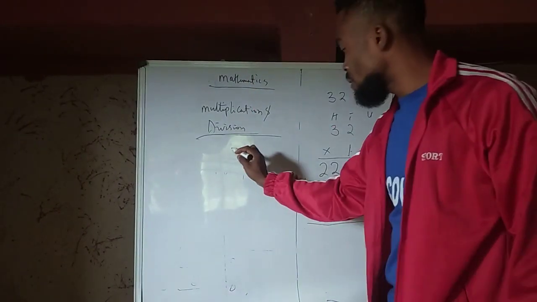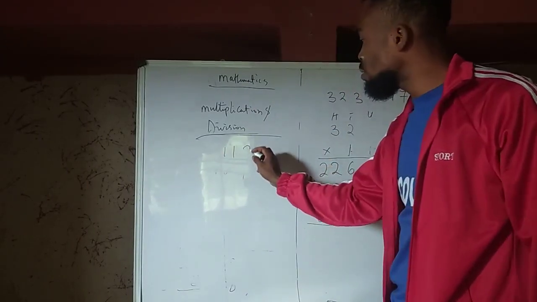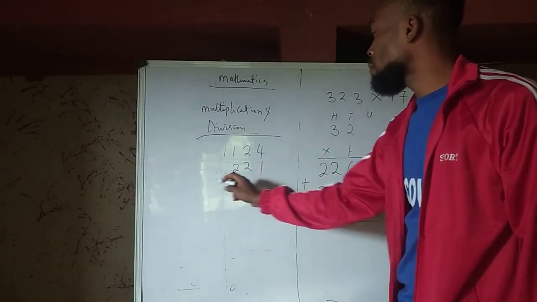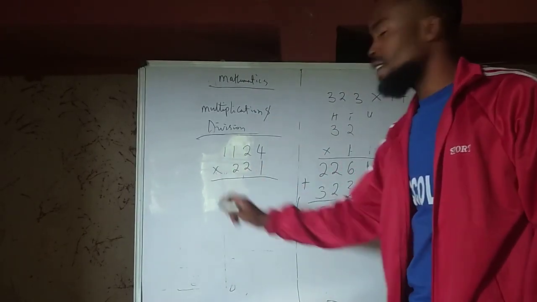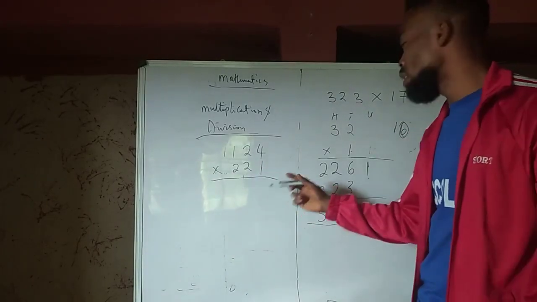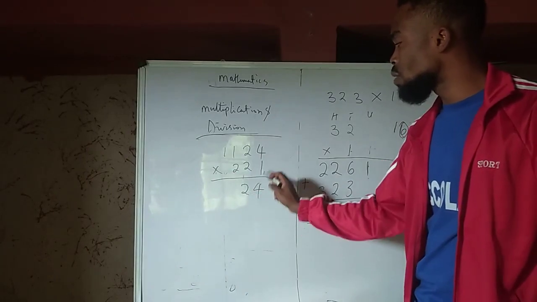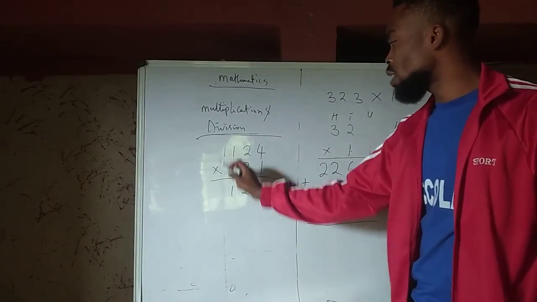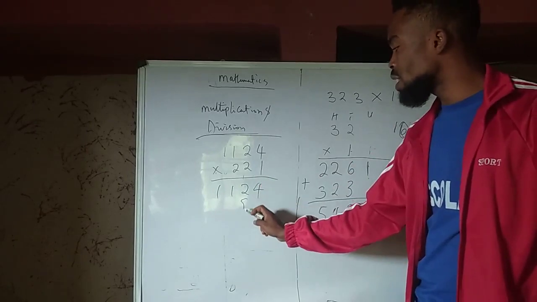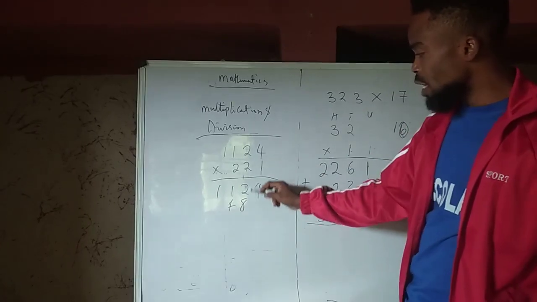Okay, so let's say we have 1124 times 221. Just doing this to make your mind think further. 1 times 4 is what? 4. 1 times 2 is 2. 1 times 1, 1. 1 times 1, 1. So we go with 2 now. 2 times 4 gives me 8. 2 times 2 gives me 4. You see where I wrote the 8?